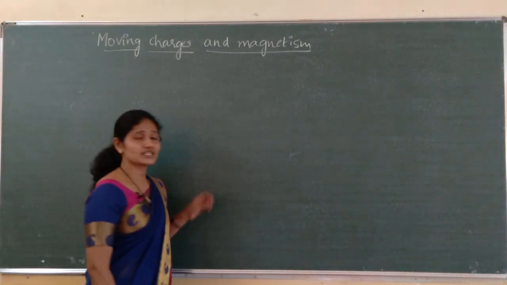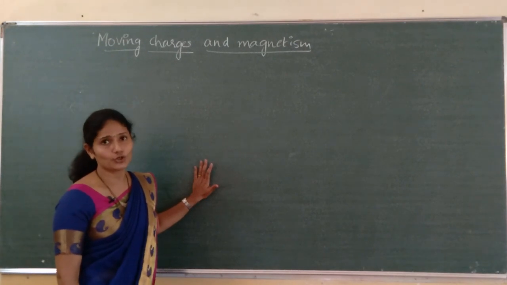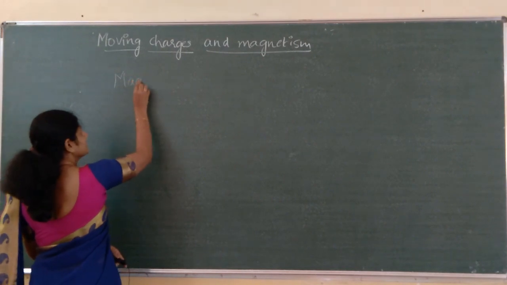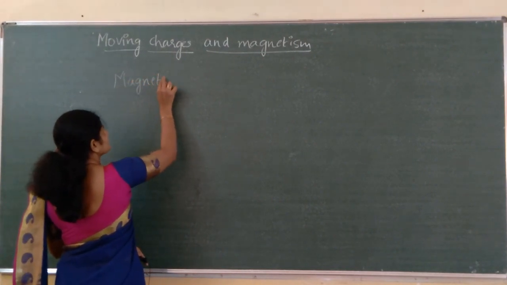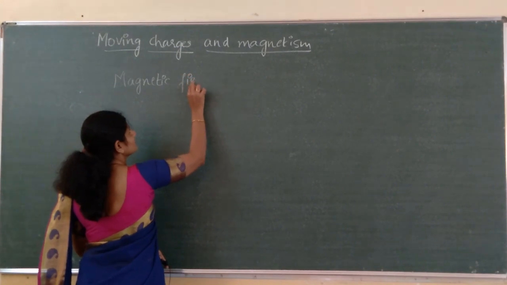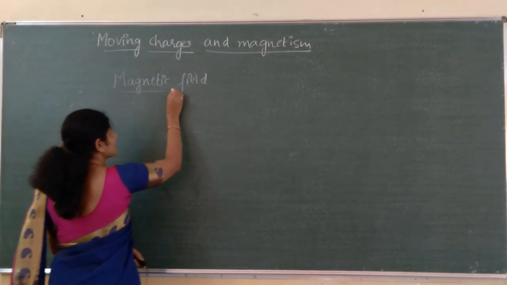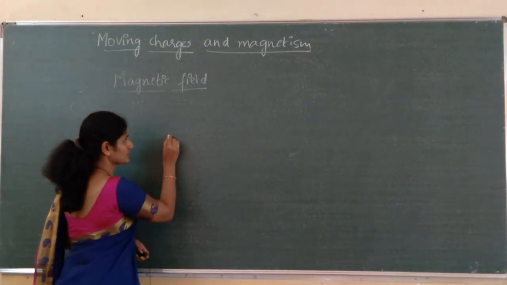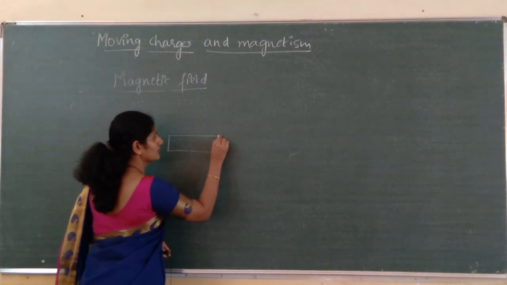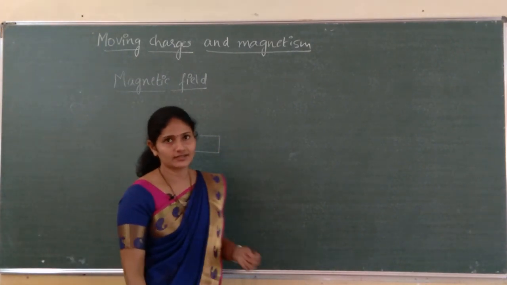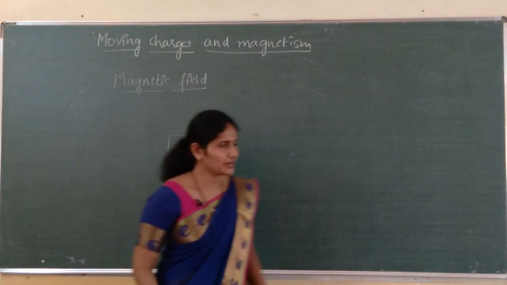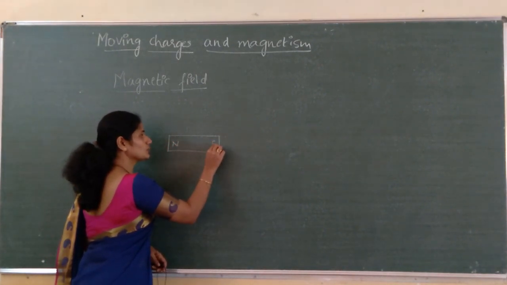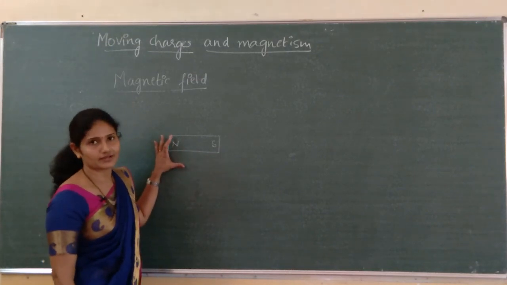That is, what is magnetic field? What do you mean by magnetic field? To understand this concept, consider one bar magnet. I hope that all of you have seen a bar magnet, right? A bar magnet has two poles, north pole and south pole. So, this is a bar magnet.